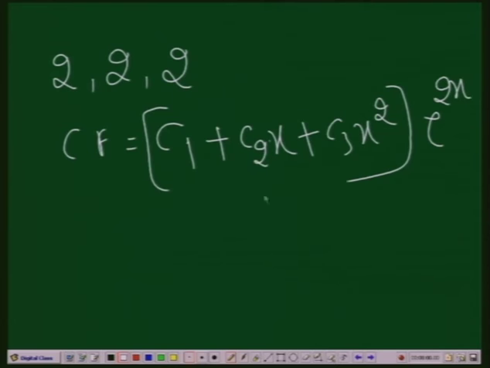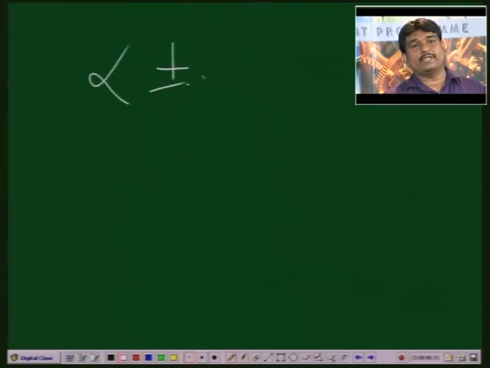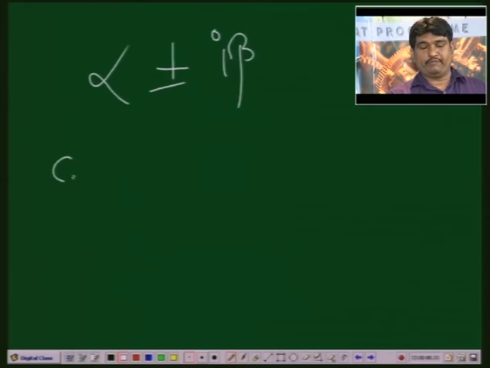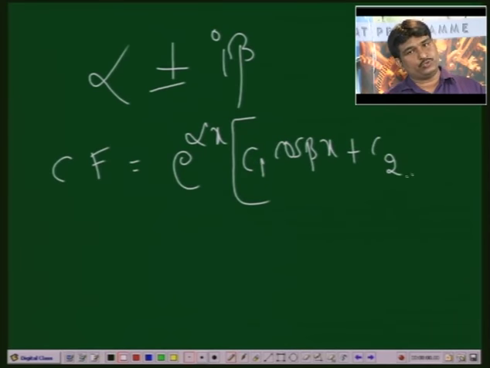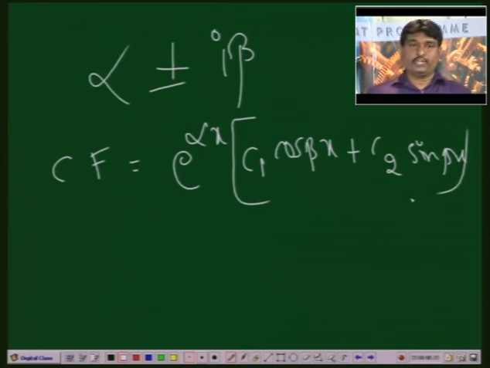Suppose roots are complex, alpha plus or minus i beta, complex roots. Then the complementary function is e to the power of alpha x, alpha is the real part, into C1 cos beta x plus C2 sin beta x. Same thing, a similar rule can be applied if complex roots are repeated. This is with respect to the complementary function.